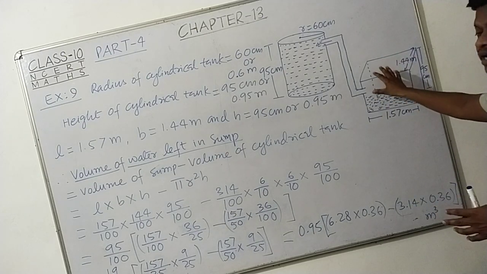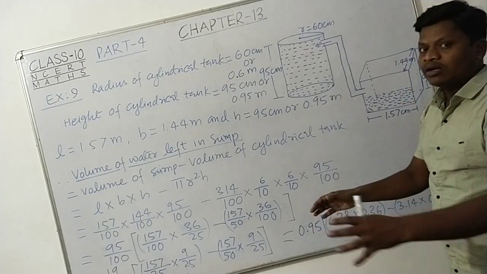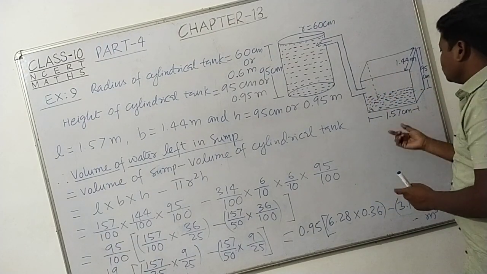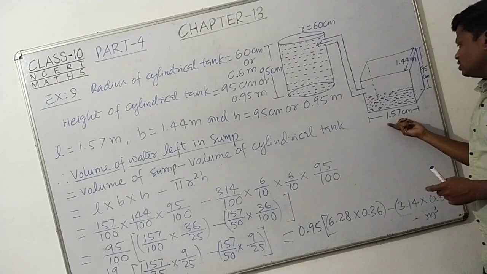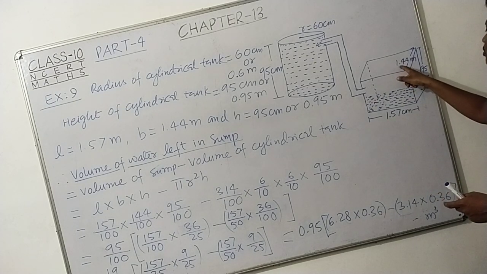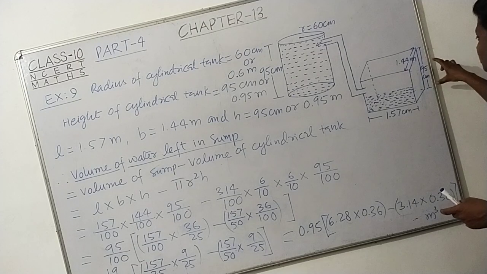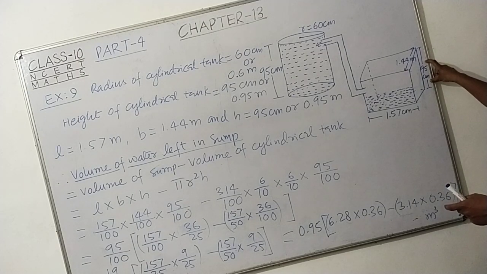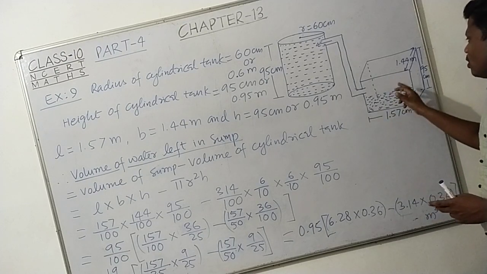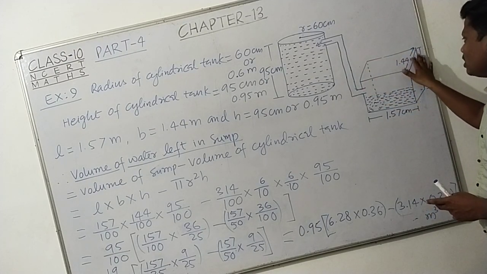This sump is a water tank which is underground, but its shape is cuboidal. The length of the cuboidal sump is 1.57 meter, the breadth is 1.44 meter, and the height is 95 centimeter. This is the dimension given for the cuboidal tank.